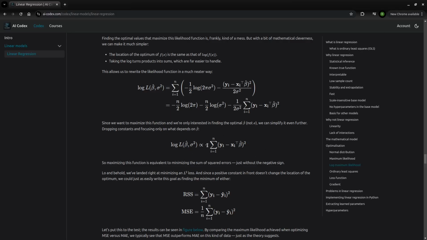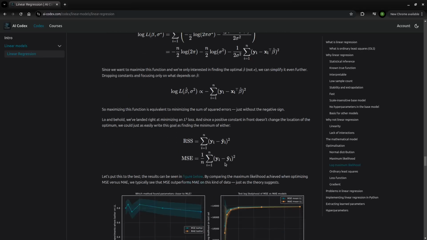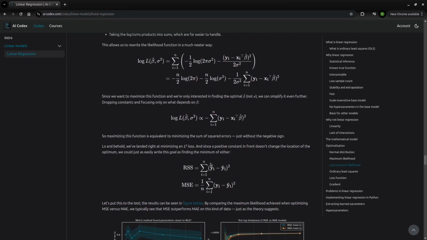And now we end up with this formula over here, where the log likelihood is proportional to a negative sum of squared errors. Maximizing this equation is the same as minimizing the sum of squared errors. And lo and behold, we derive the L2 loss. This means that given these conditions, the L2 loss should be the best.